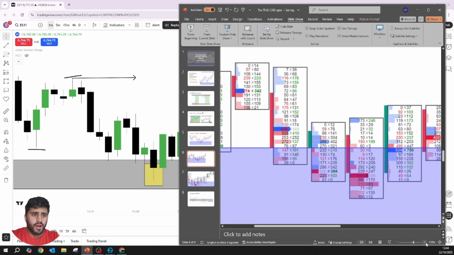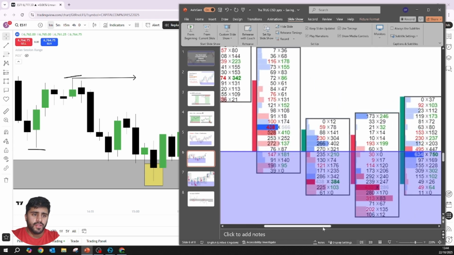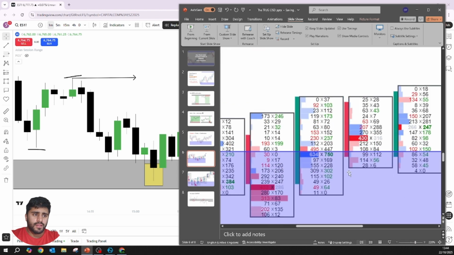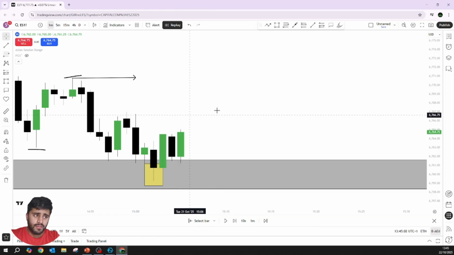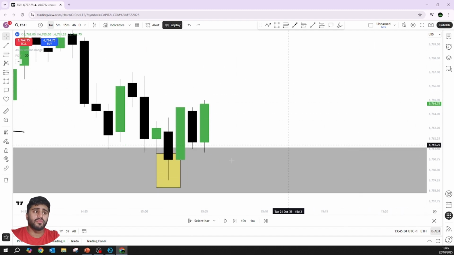So this is what I want to now zoom into, right? So this here is the price action at key levels, right? So 225 for 103, all right? And then we see 106 for 12, right? And then we break above the zone, right? So candle by candle, I am observing the order flow in real time.